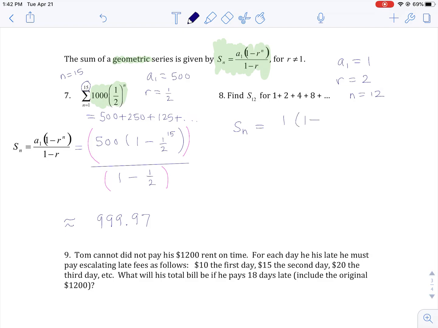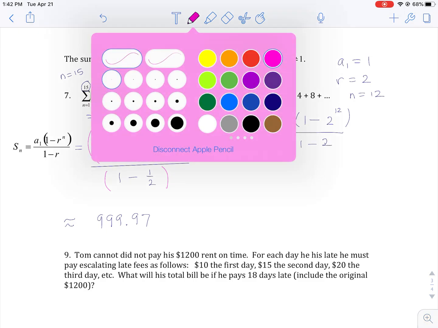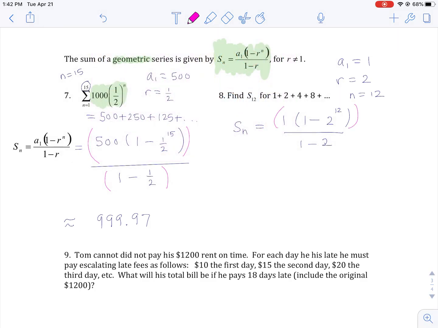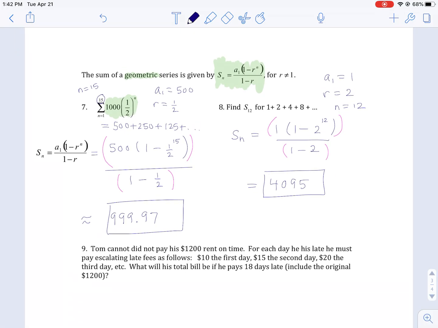a sub 1 is 1. 1 minus r here is 2. n is 12. And you're dividing by 1 minus r, so 1 minus 2. Again, my suggestion, if you're going to type this in as is, group the top and the bottom before you hit the divide key. And finally, you get exactly 4095. There we go.